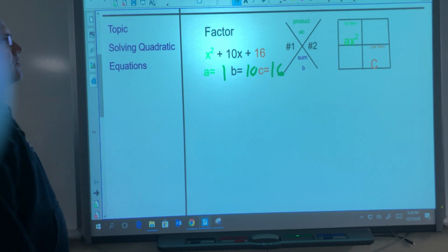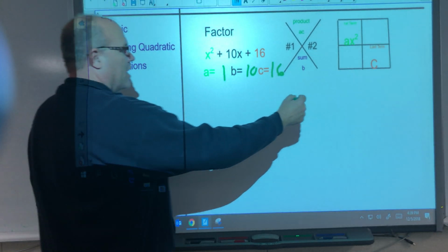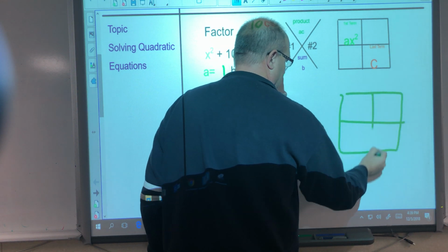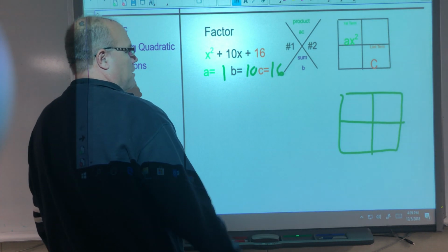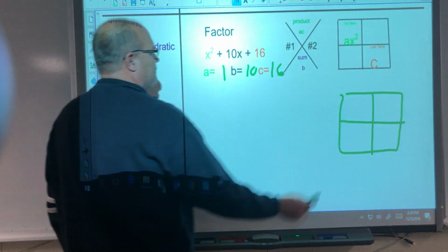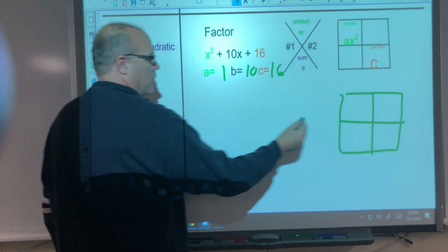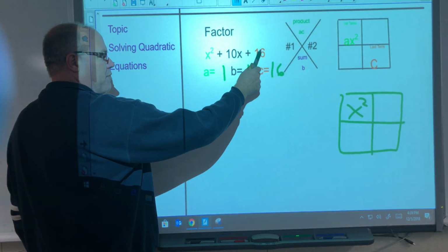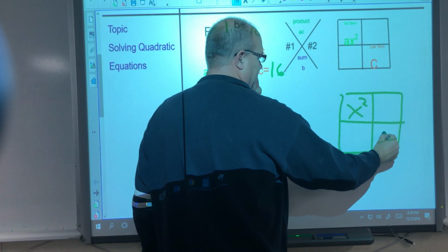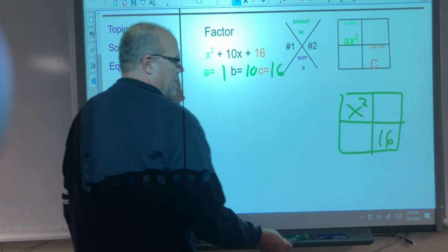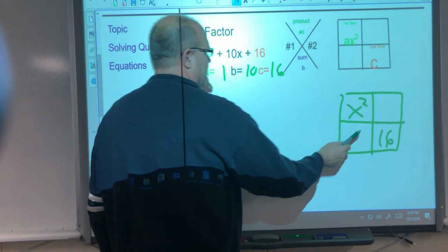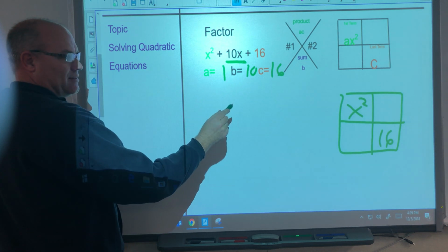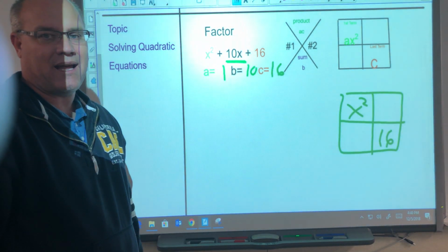All right? So we're going to create a generic rectangle. And I'm going to put the ax squared term in the upper left box. So I'm going to put 1x squared. I'm going to put the constant, the number, in the lower right box, which is going to be the 16. And now these two boxes have to add up to be 10x, right? But there's lots of ways you can break up 10x.